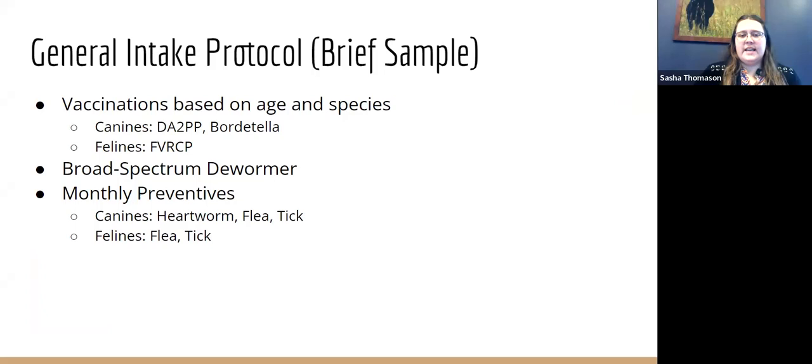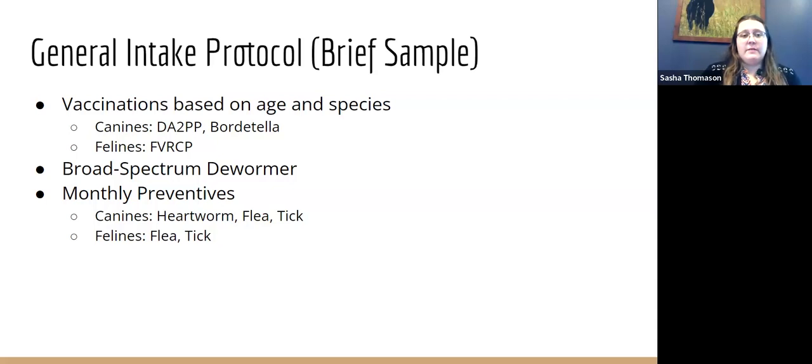So on intake or birth, things like that, making sure to have appropriate vaccinations and boostering of those vaccines based on the age and species. The most common ones for dogs are going to be DA2PP, so distemper, adenovirus 2, parvovirus, parainfluenza, and bordetella. And then for cats, the most common one is FVRCP, so your feline herpes virus, calicivirus, and panleukopenia.